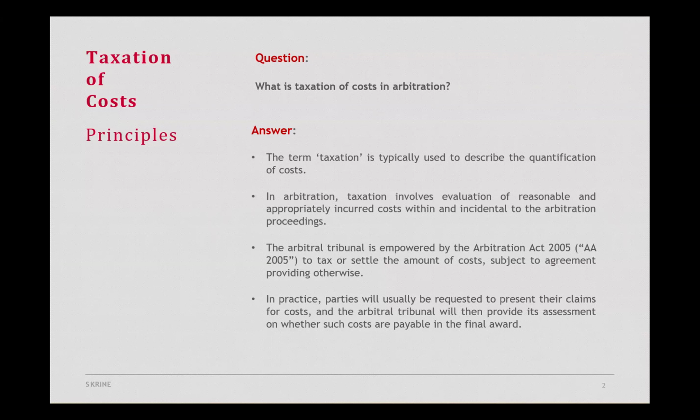So now, what happens in practice? You have the arbitration proceedings, you have now completed the hearing, and you are at the written submission stage. You've just submitted your written submissions, and typically what would happen is either you would put in your written submissions.